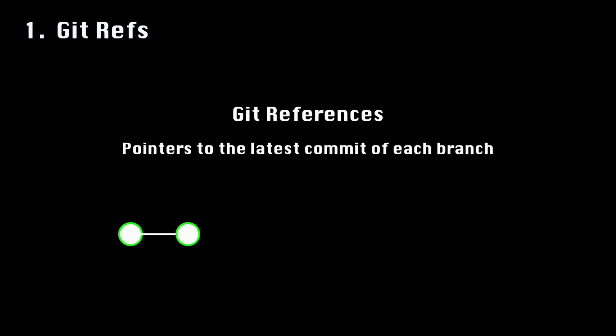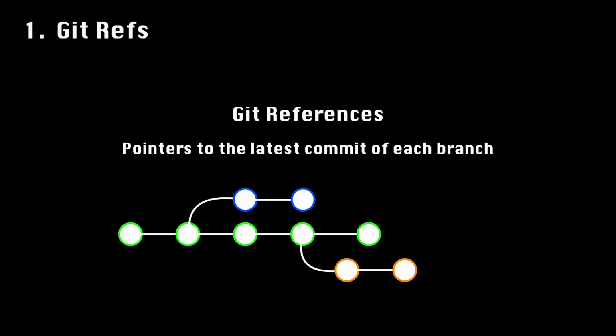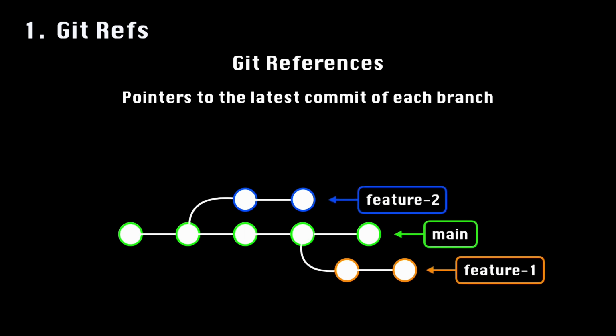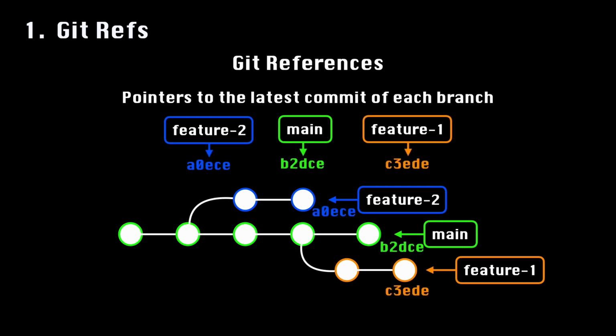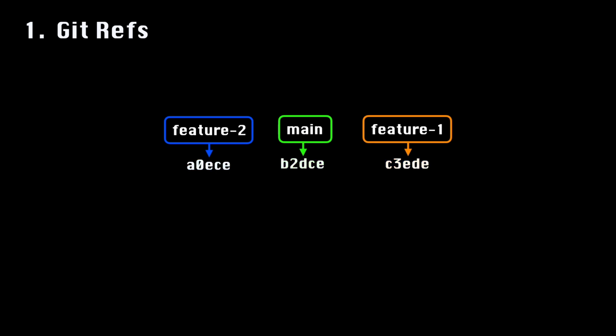Let's imagine this scenario. You are working your way through your project, creating branches along the way following best practices. You end up with 3 branches, namely main, feature 1, and feature 2. Under the hood, the concept of branches in Git is represented by refs. These refs are merely pointers to the latest commit of each branch. Simply put, each branch in Git is represented as a pointer to the latest commit of that branch.